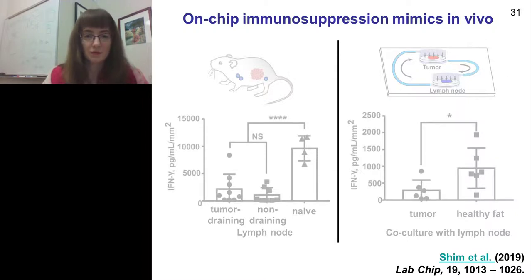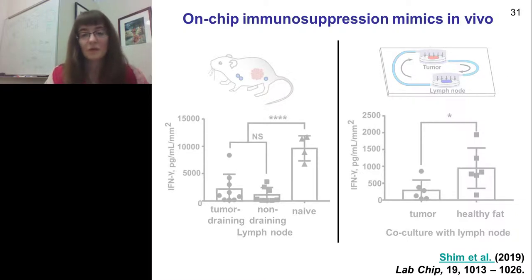So we took lymph nodes that were from non-draining nodes from a tumor-bearing mouse, and then coupled them with a tumor and cultured overnight. And for comparison, we took those same lymph nodes, other slices from those nodes, and cultured them with healthy tissue, a fat pad. And we found that here, culture with the tumor, again, suppressed the response of the T cells compared to the healthy fat.